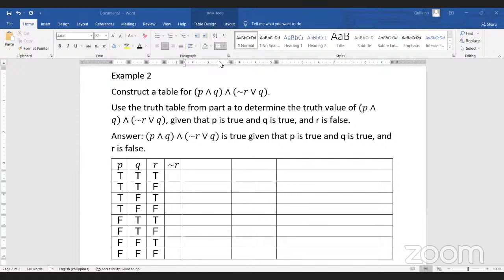Yes, Razel, you can write your solution in any paper will do. I-save lang na imong answer para sa exam.